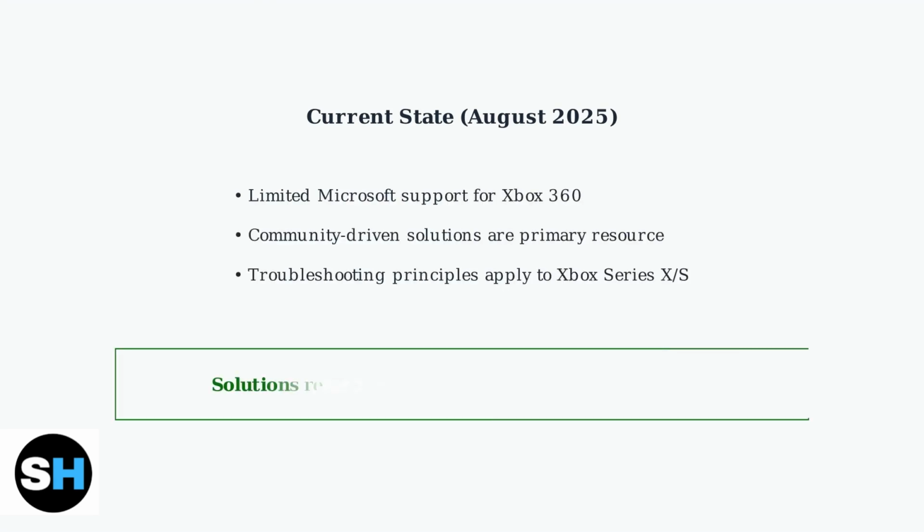As of August 2025, Microsoft provides limited support for Xbox 360, with most solutions now coming from gaming communities. However, the troubleshooting principles learned from this error remain valuable for modern Xbox Series X and Series S consoles.